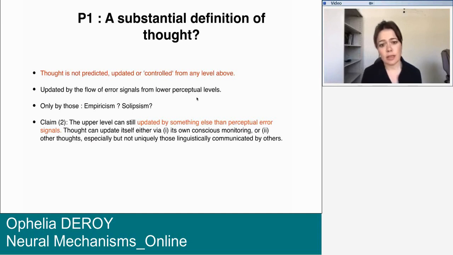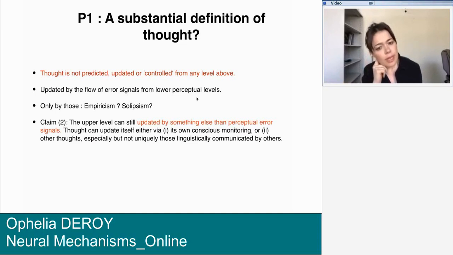And the second is the property of being updated via the comparison between the horizontal updating, if you wish, the comparison between some contents of thoughts and some other thoughts. Here, the key case, of course, will be the capacity for thought in humans to be updated by thoughts that are linguistically communicated by others.